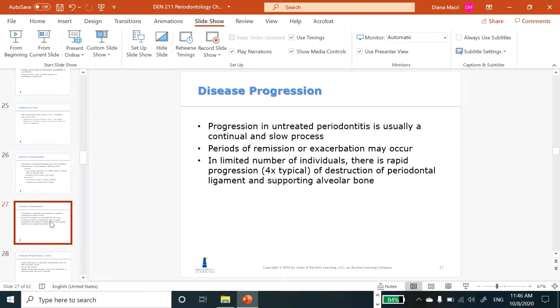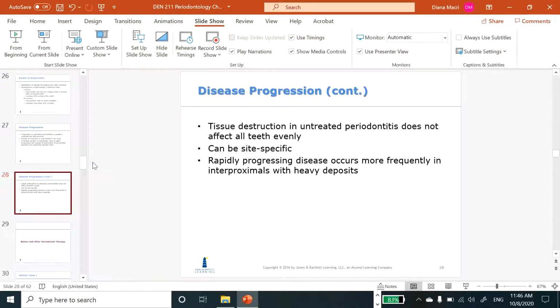Disease progression in untreated periodontitis is usually a slow, continual process. There are periods of remission or exacerbation, and in a limited number of individuals there is rapid progression, which could be 4 times as fast, of destruction of the periodontal ligament and supporting alveolar bone. Tissue destruction in untreated periodontitis does not affect all the teeth evenly. Some teeth will have more bone loss, less bone loss, more calculus buildup, less calculus buildup, more bleeding, less bleeding. It doesn't progress the same. You would think it would affect all the teeth in the mouth the same, but it does not.